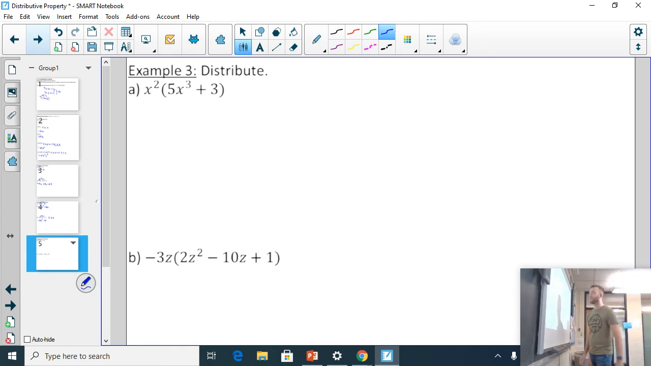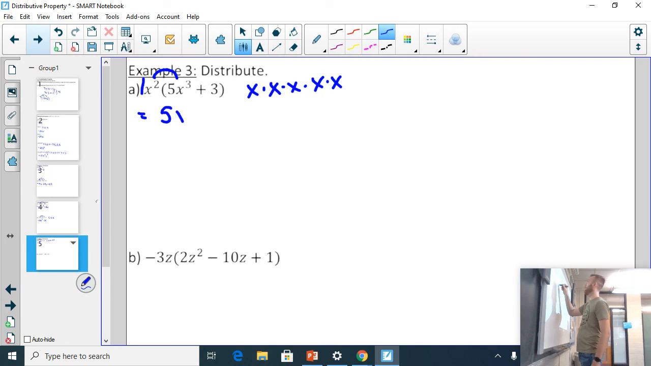And then for our last couple examples here, same idea, right? We have an invisible 1 here. X squared times 5x cubed. Well, we're going to have 5 times 1, which is just 5 out front. And then x squared times x cubed. We're going to add the exponents because remember, x squared would be x times x. And then x cubed would be x times x times x. And we only end up with 5 x's. So x to the fifth. And then we're going to do x squared times positive 3, and that'll be plus 3x squared. And that's all for that one.